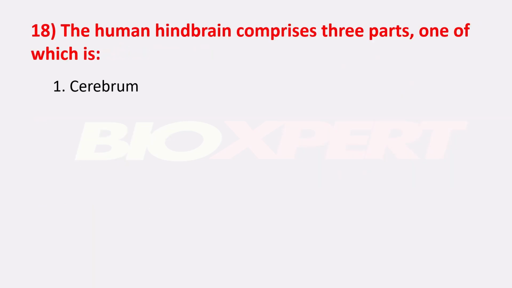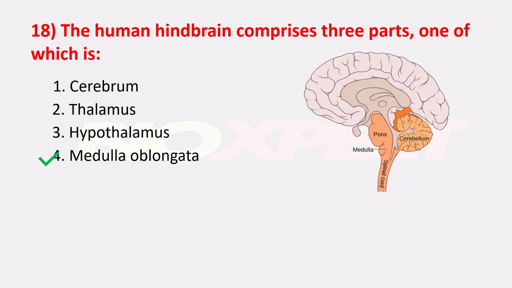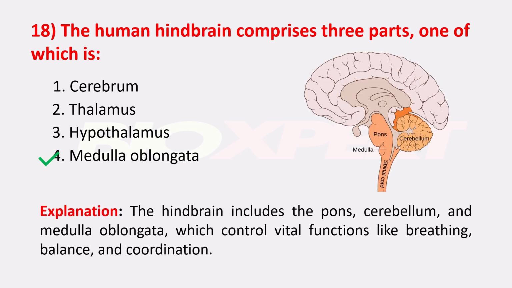The human hindbrain comprises 3 parts, one of which is medulla oblongata. The hindbrain includes the pons, cerebellum, and medulla oblongata, which control vital functions like breathing, balance, and coordination.